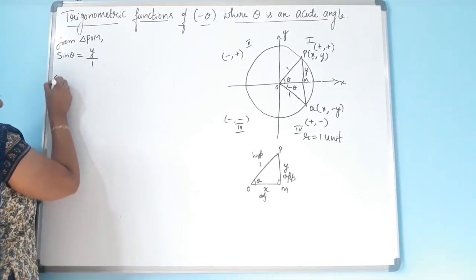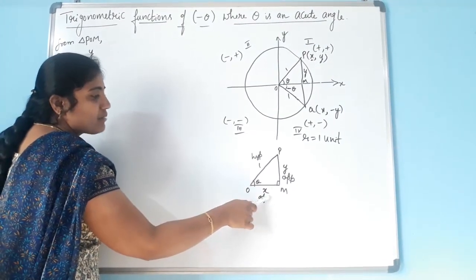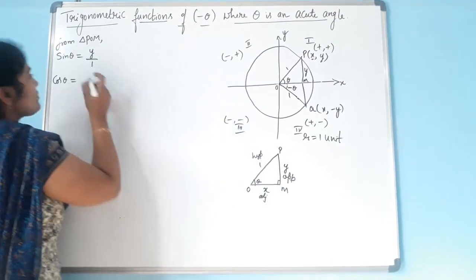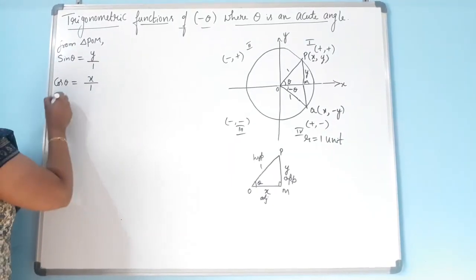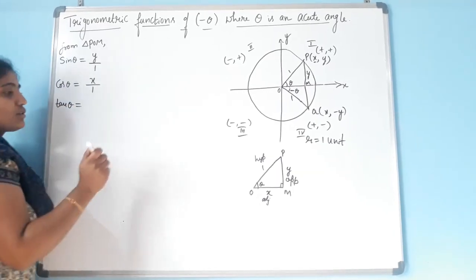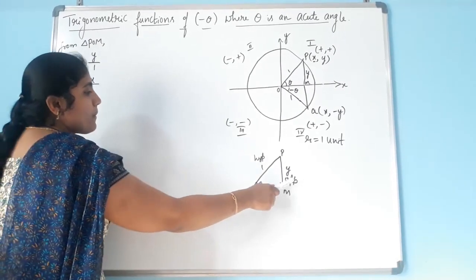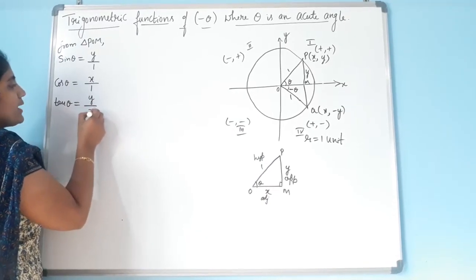Okay. So next is cos theta. The definition of cos theta is adjacent by hypotenuse. Adjacent value is x, hypotenuse value is 1. Okay. So tan theta. Tan theta is equal to, the definition of tan is opposite by adjacent. So therefore we get y by x.